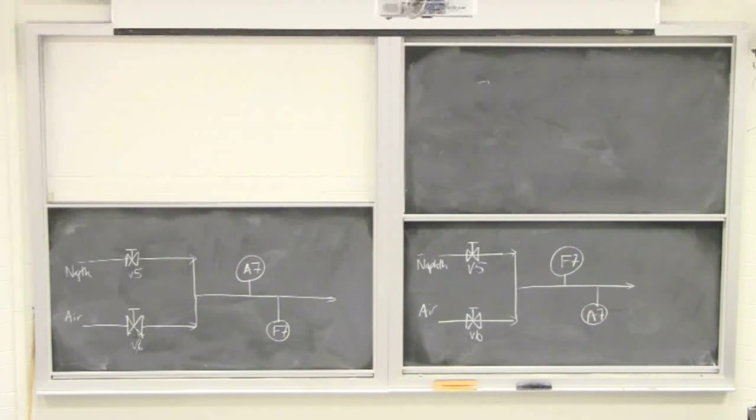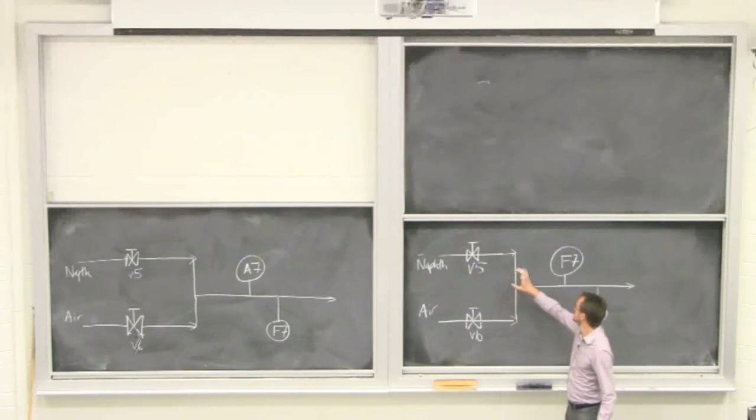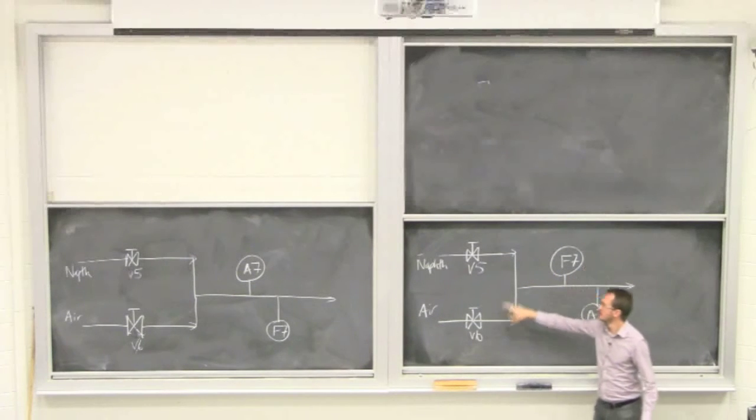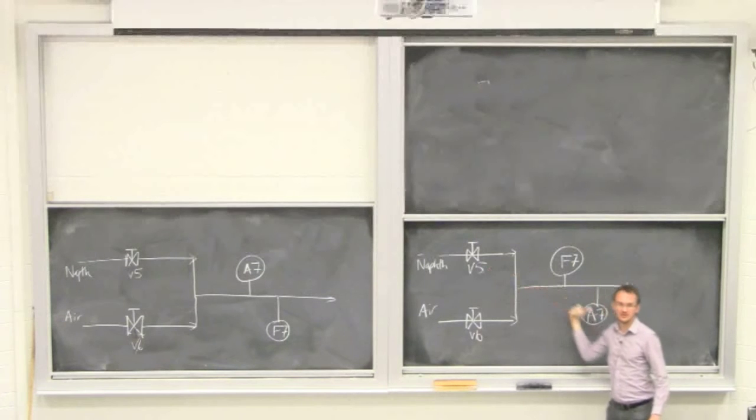A7 is super low. Yeah. But so we would want to control that by naphthalene, we would want to control flow by air. Joseph's asking an important question on the flows. So if naphthalene is a low flow rate and air is a high flow rate, then you're choosing to control flow using air and composition using naphthalene.